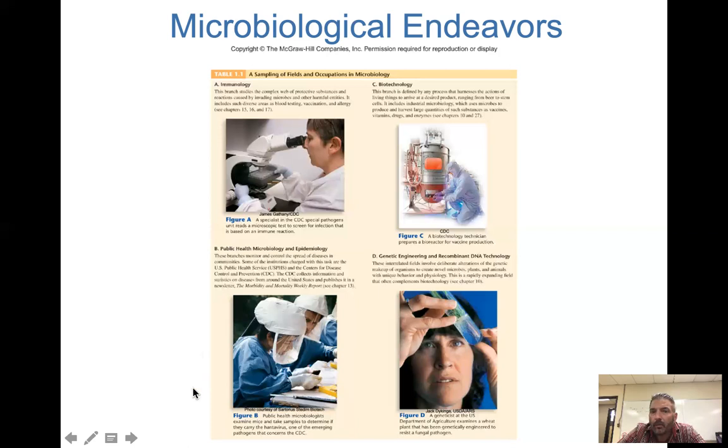So public health, microbiology, and epidemiology. If you want a job in that, trace infectious, whatever. And then genetic engineering and recombinant DNA is huge coming up. We're not going to spend a lot of time on genetic modification of either organisms or food. I'll try to keep my personal opinion out of it, but I really don't want to consume any genetically modified organisms unless I know that they are, and then it's my choice to consume them.